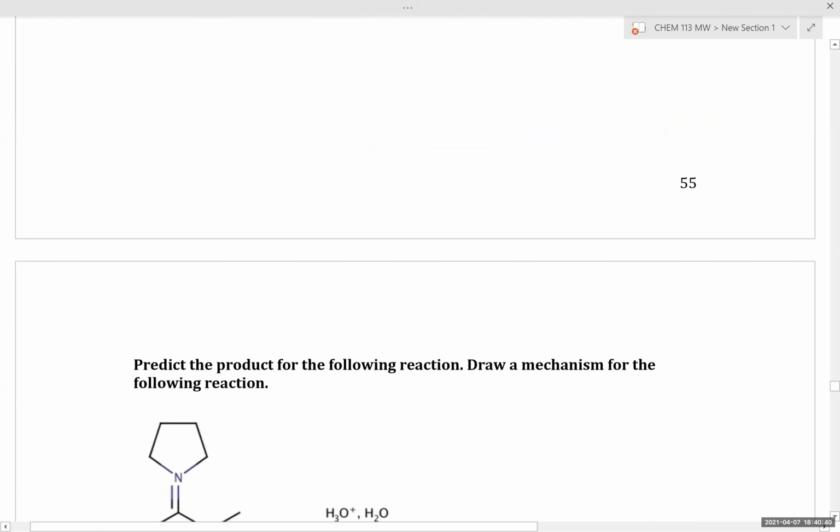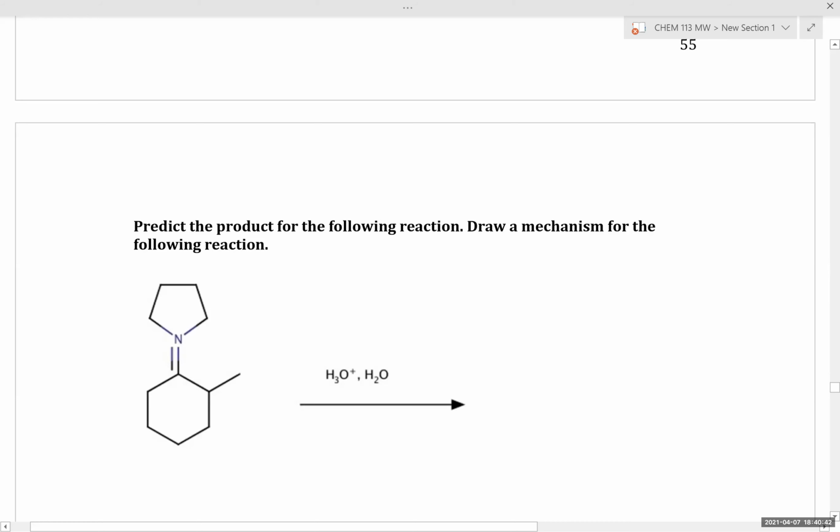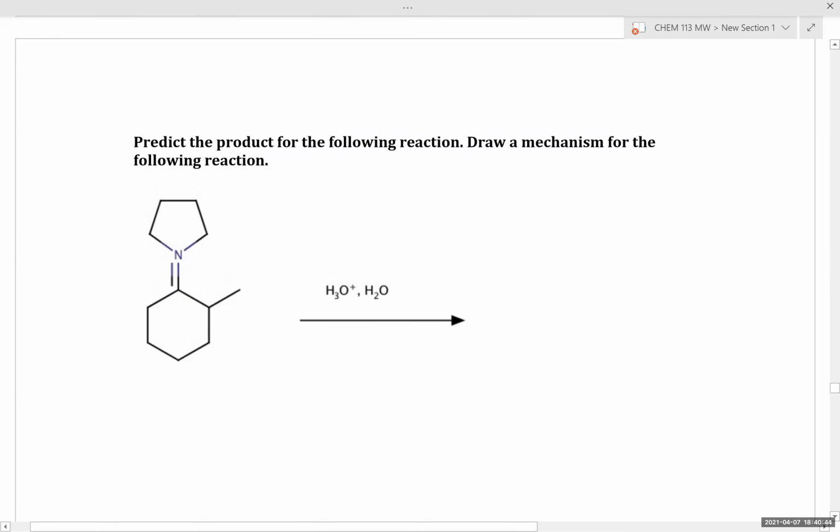Okay, let's keep going then. So we have another case where we're asked to predict the product and draw a mechanism for the following reaction. Would another student volunteer like to take about 3 to 4 minutes and try to draw the mechanism for the hydrolysis of the following iminium ion?